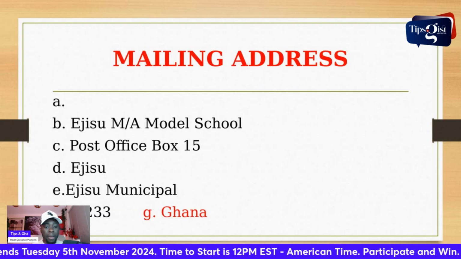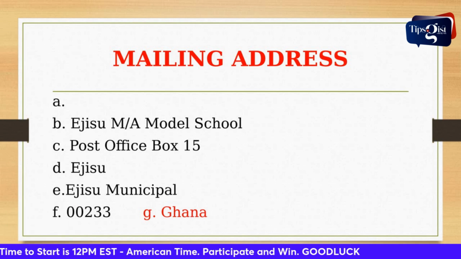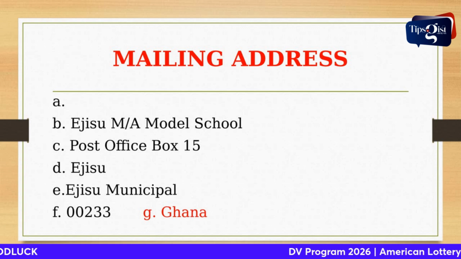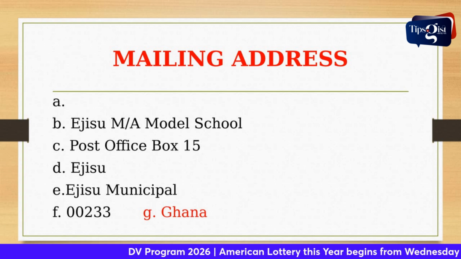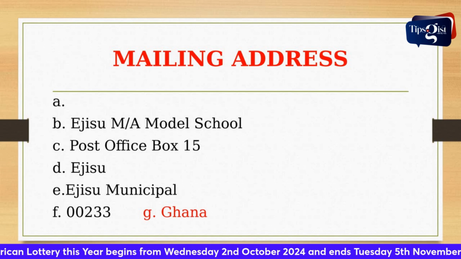Let's look at some examples over here. So one typical example is somebody using a school as their mailing address. So in care of, the A, I leave that place blank. Then I move to the B, address line 1. I key in Ejisu MA Model School. Then C, PO Box 15. Then the D is Ejisu. Then the E, Ejisu Municipal. Then the F, 00233. Then the G is the country, so Ghana. So the F is the postcode.